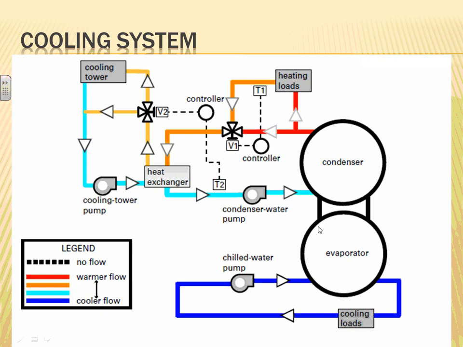The way I understand it, please help me here, they're two separate, unique piping systems, separate completely from each other. One is the chiller, chilled water, and the other one is the condenser water. So it takes all these pipes from the condenser all the way to the cooling tower.